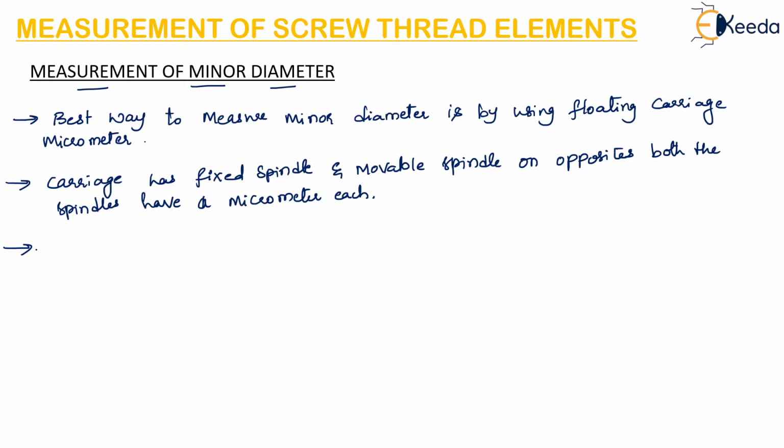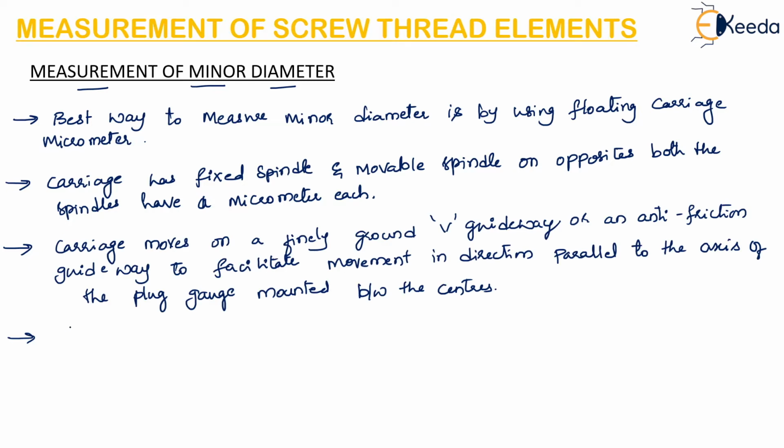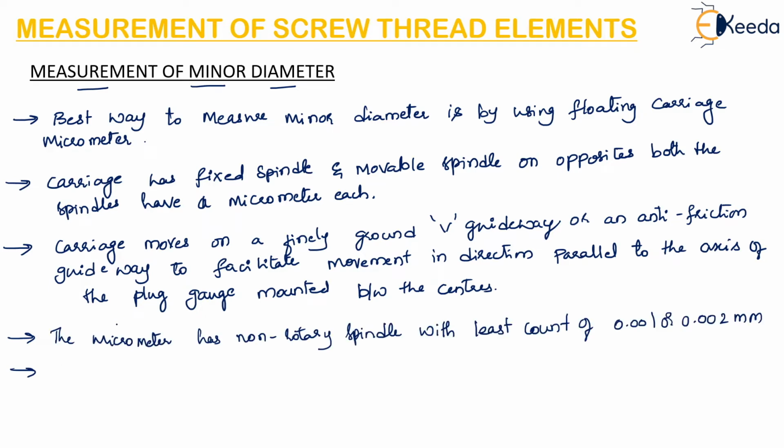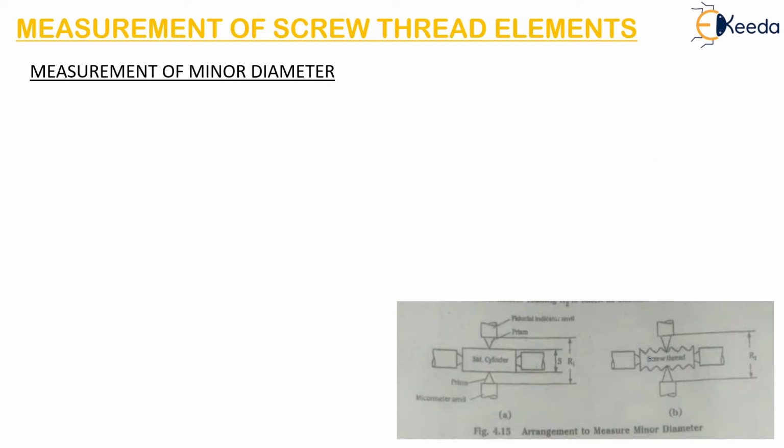So why do we have to move the carriage on these guideways? Because it will facilitate movement in a direction which is parallel to the axis of the plug gauge, which is mounted between the centers. The micrometer has a non-rotary spindle with a least count of up to 0.001 or 0.002 mm. This minor diameter is measured by a comparative process. So what is this comparative process?